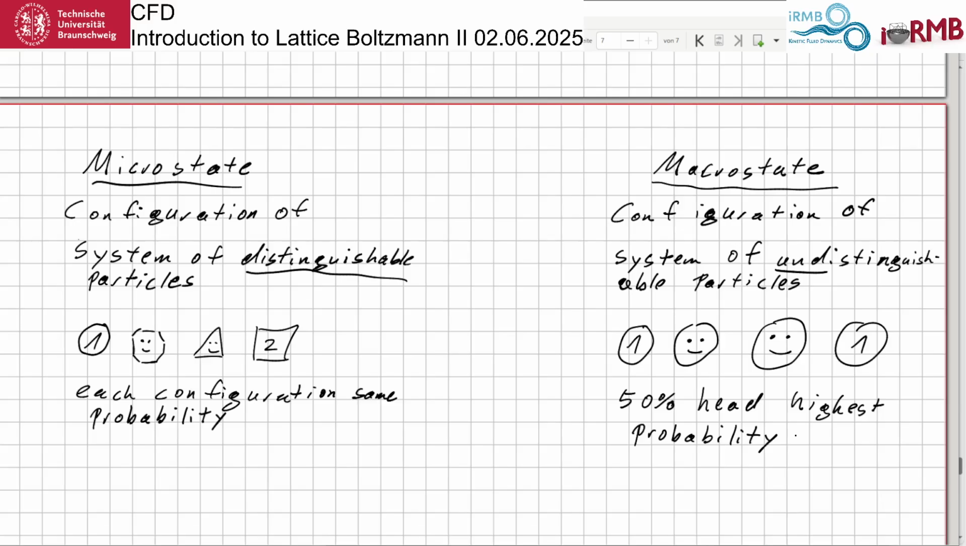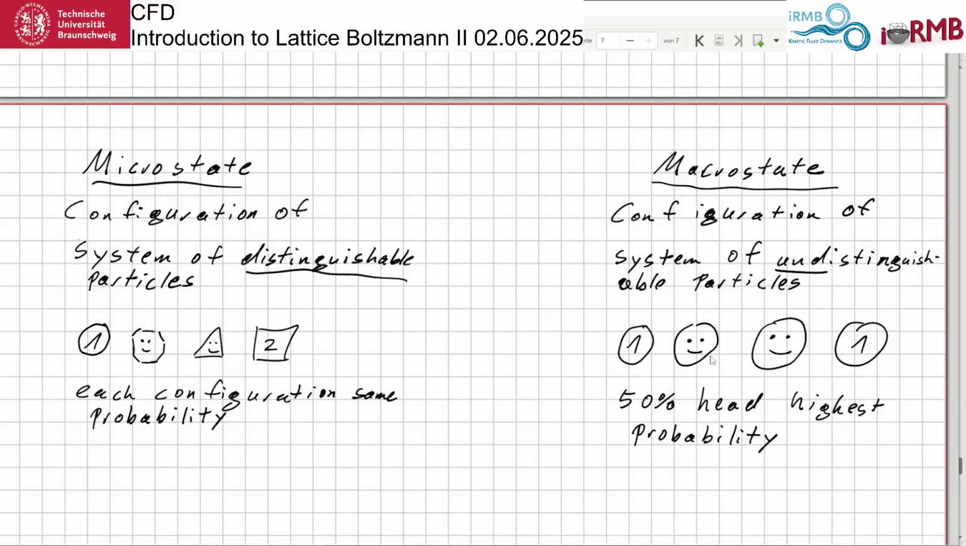For example, one thing that is particularly unlikely is that all coins that you throw up come down with the head, because there is only one microstate that reflects this. The same is with all coins showing the number, because there's only one microstate that would realize this macrostate. But coins being equally distributed between heads and numbers, this has the highest number of realizations.